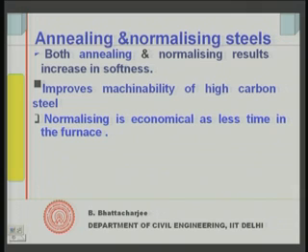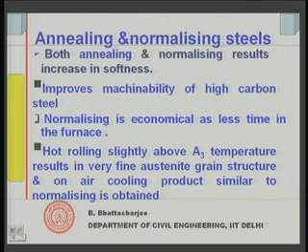Normalizing, the last of the two, is economical, because we keep it less time in the furnace, but it has a slightly fine grained structure. We also process steel by the hot rolling process, and hot rolling slightly above A3 temperature results in a very fine austenite grain structure, and on air cooling a product similar to normalizing is obtained. So, hot rolling gives us this kind of product, which is machinable.